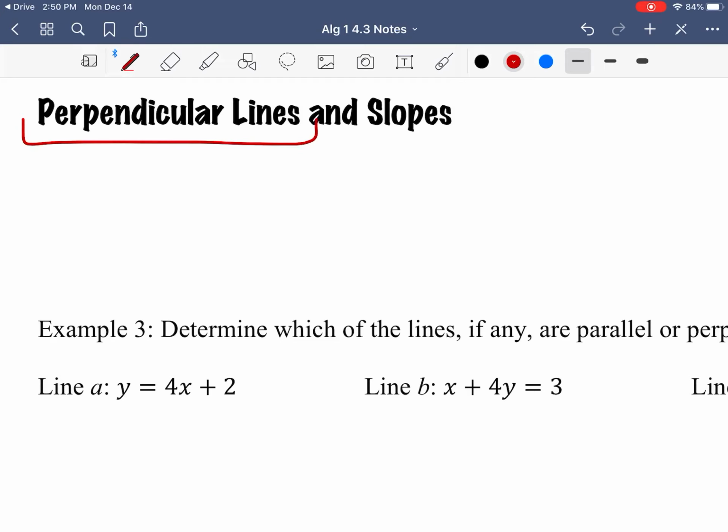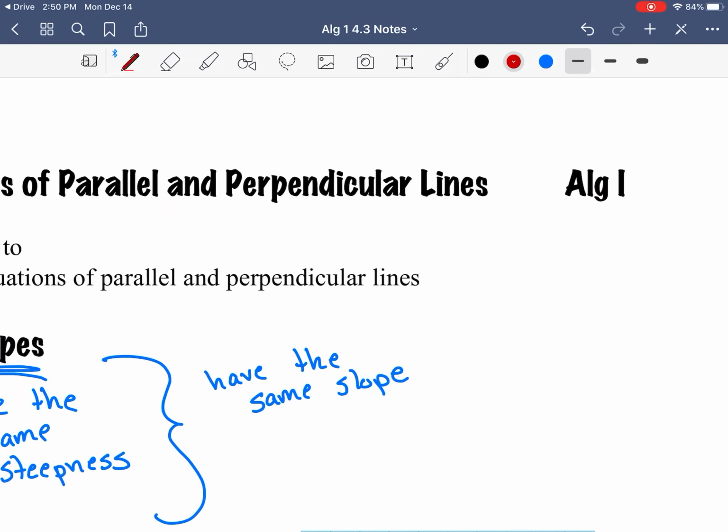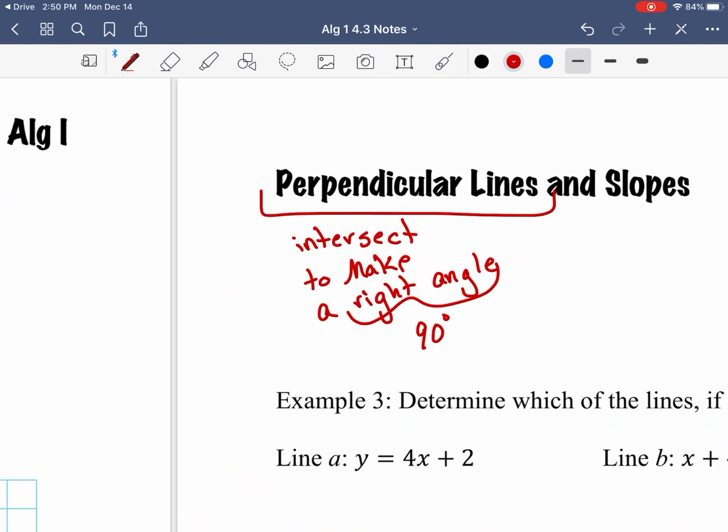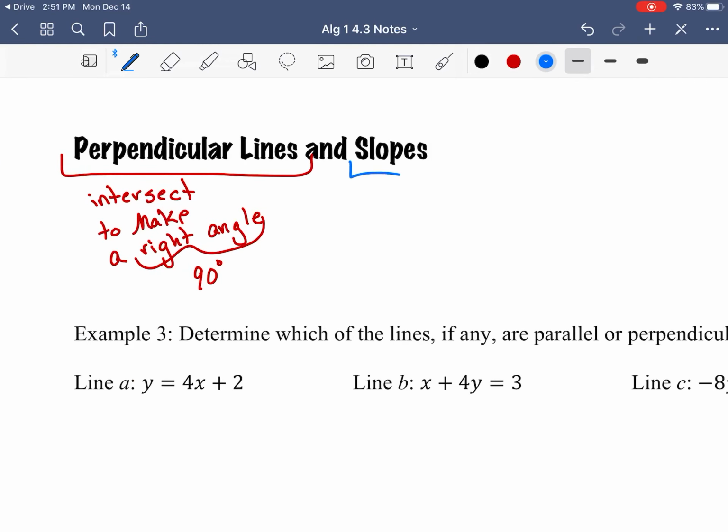Perpendicular lines are lines that intersect to make a right angle. If you remember from middle school geometry, a right angle is a 90-degree angle. Well, it's not as easy as our parallel lines where they have the same slope. If you want perpendicular lines, their slopes, first of all, if I have a line going up and I'm perpendicular, that line's going to be going down. So it needs to have an opposite sign.